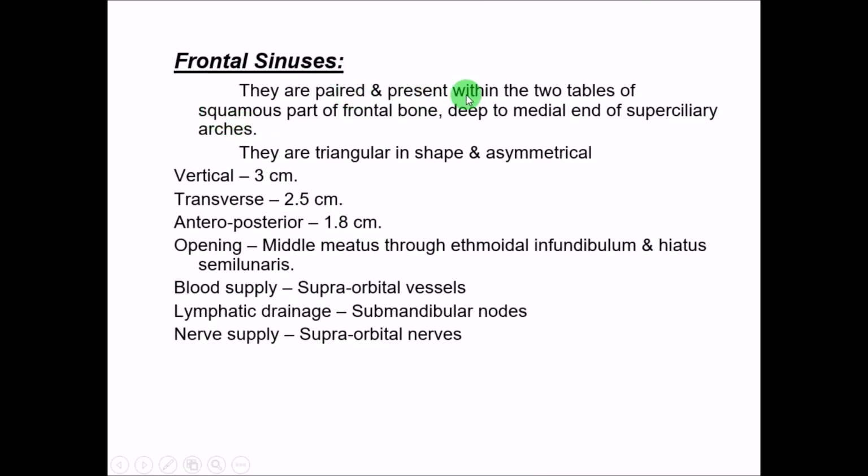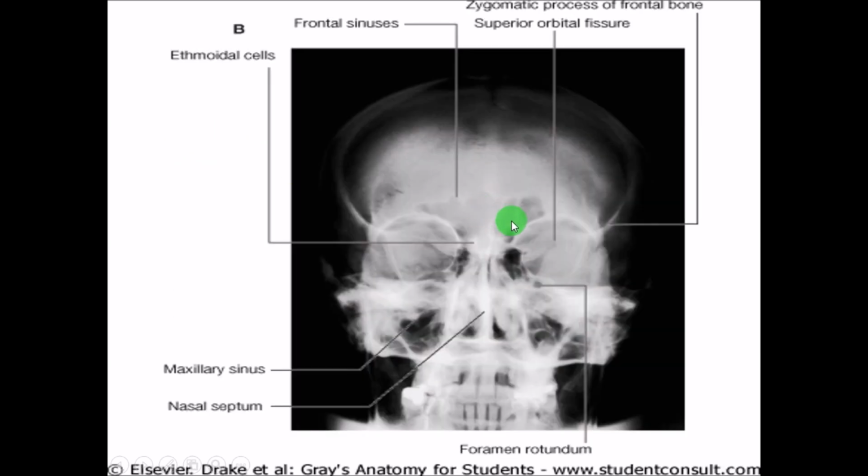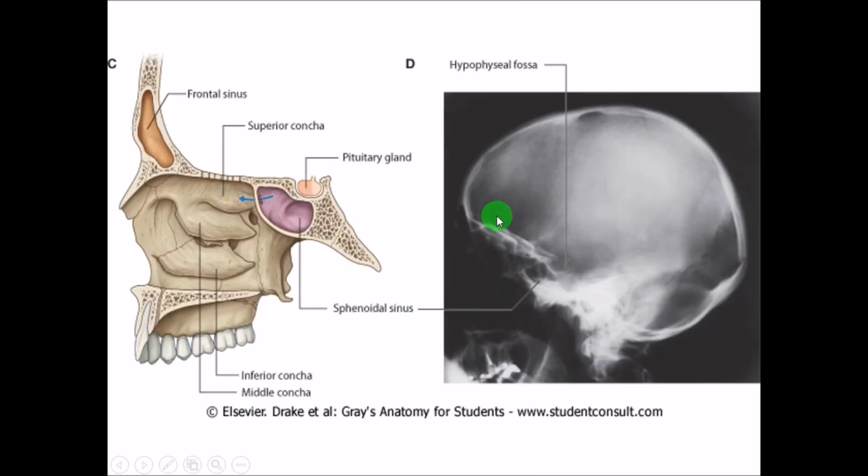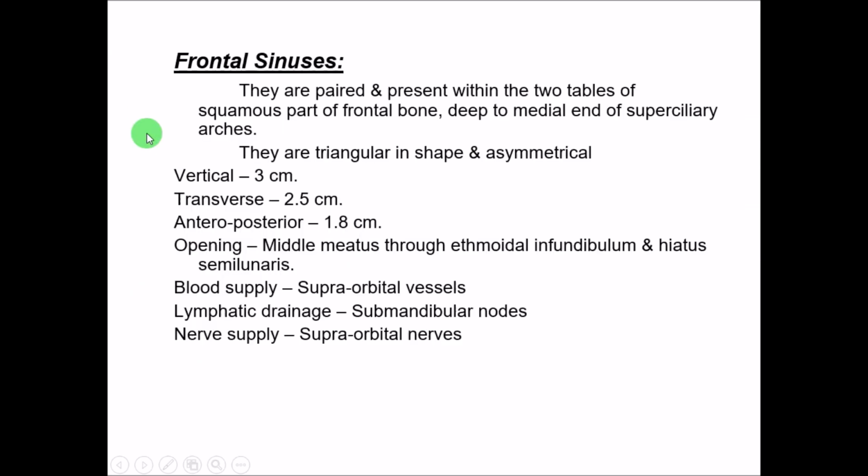They are paired and present within the two tables of the squamous part of the frontal bone, deep to the medial end of the superciliary arches. So here will be the superciliary arches. Deep to the superciliary arch will be the frontal air sinus. Here you can see the frontal bone, and within the two tables of the frontal bone, you can see the frontal air sinus.